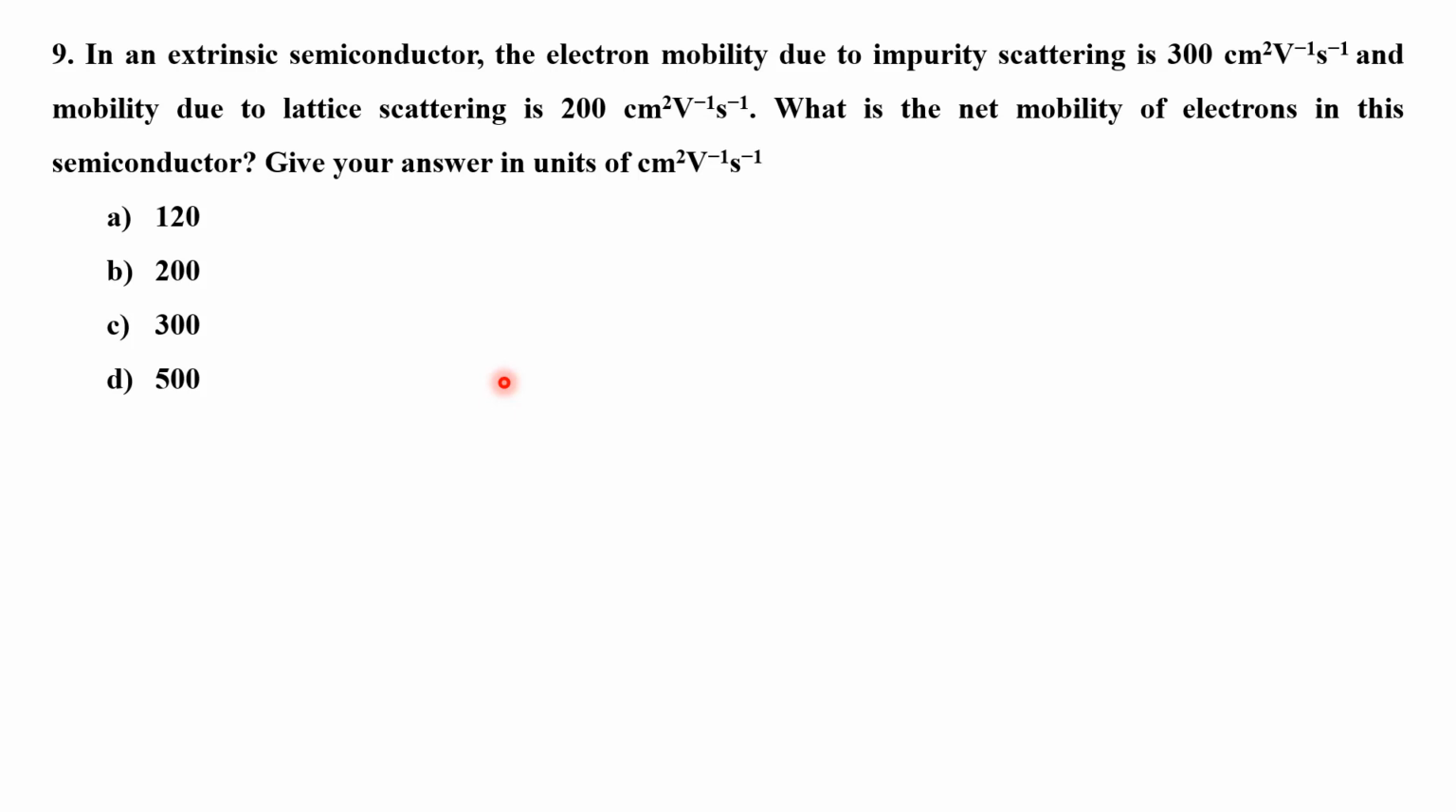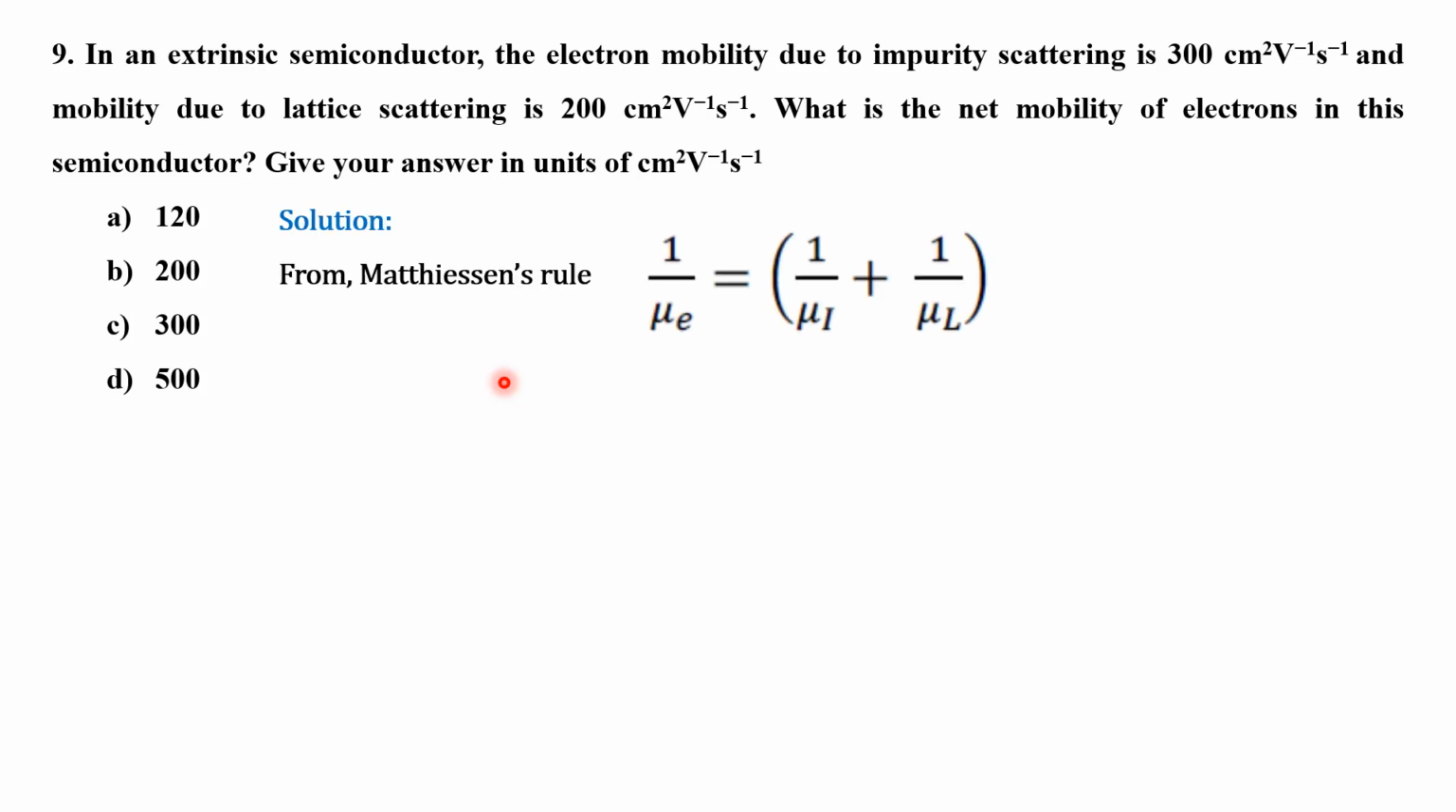So here we have some specific law that we are using. Can anybody tell me the name of the law? Total mobility will be sum of mobility due to impurity scattering and mobility due to lattice scattering. One particular law we will be using here. Is it mass action law, ma'am? Yes, Matthiessen's law.